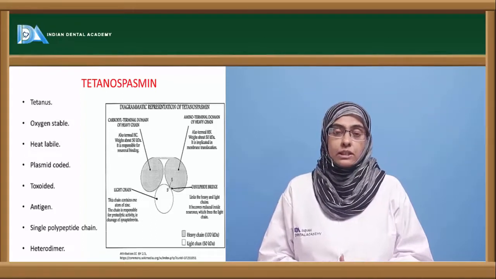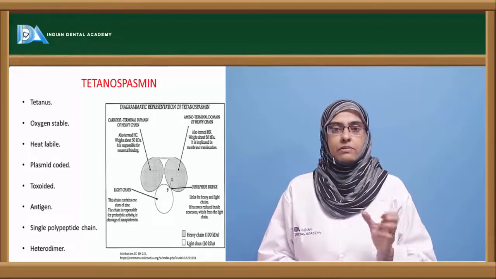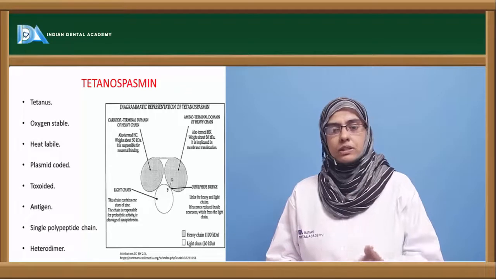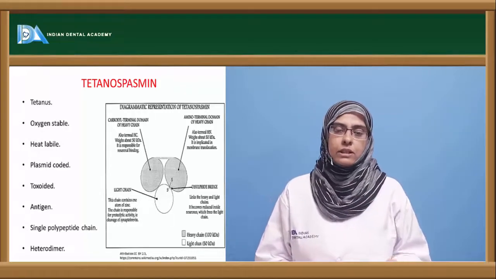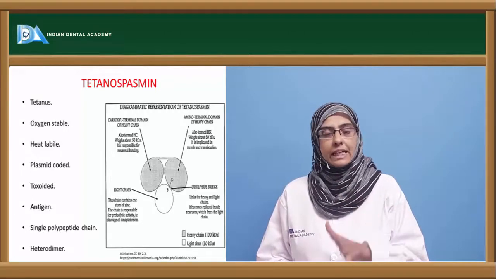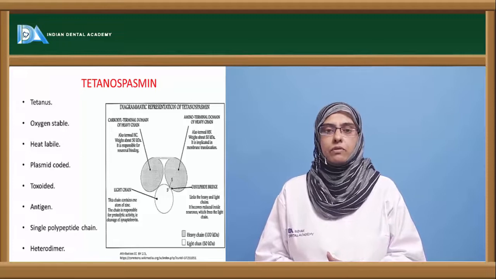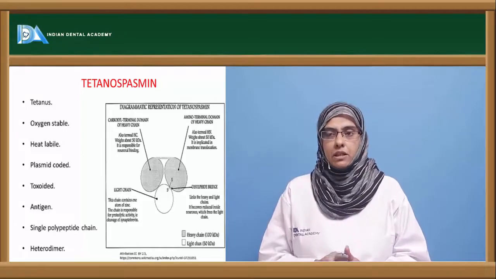Usually this toxin is plasmid coded, that is, the organism has a plasmid which has a gene that produces this toxin. So if the plasmid is removed from Clostridium tetani, it becomes toxin negative, that is, not able to produce any type of toxin. So it is coded only by the plasmid present in the organism.